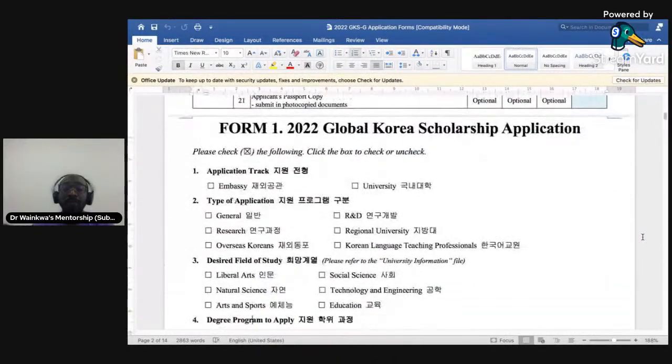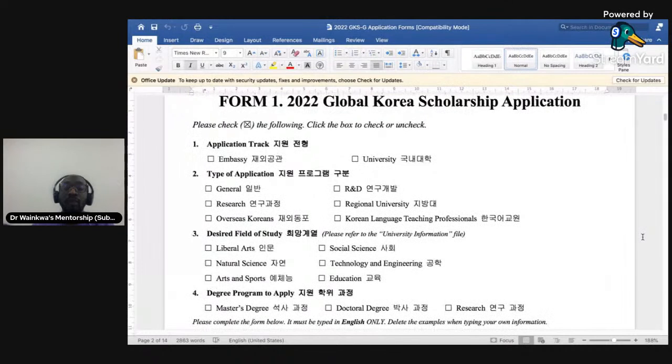So from one, where you have to fill in your personal information, you need to tick whether you're applying for the embassy track or the university track. It's very important you specify if you're applying for embassy or university, like I mentioned before. If you do not tick one of them, or if you forget and you're applying, for example, for the embassy track, they're going to take off your document and you might lose it.